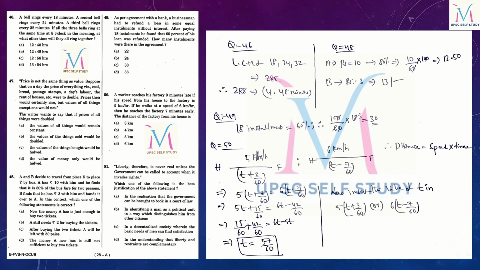If we calculate, we get 30. So 30 installments were left for the agreement. Again, 30 installments were left in order to complete the loan without interest. Okay. So for the question number 49, the answer is 30, that is C. Okay, this is a little complicated question. Question number 50.